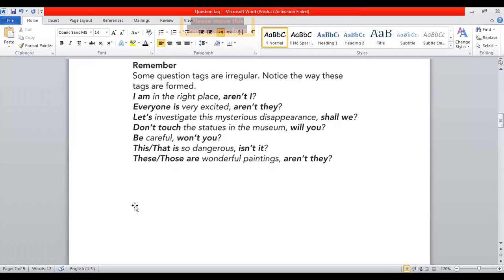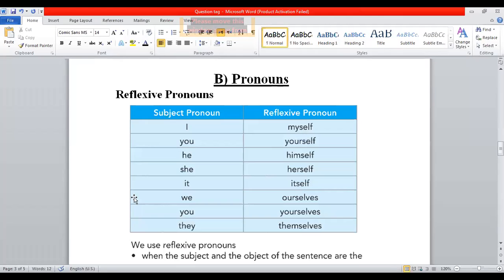The second part in our lesson today is the pronouns. Because we have a relationship between the question tag and the pronouns in this lesson, and you will see that when we answer some questions today, inshallah. The first part in the pronouns will be reflexive pronouns.